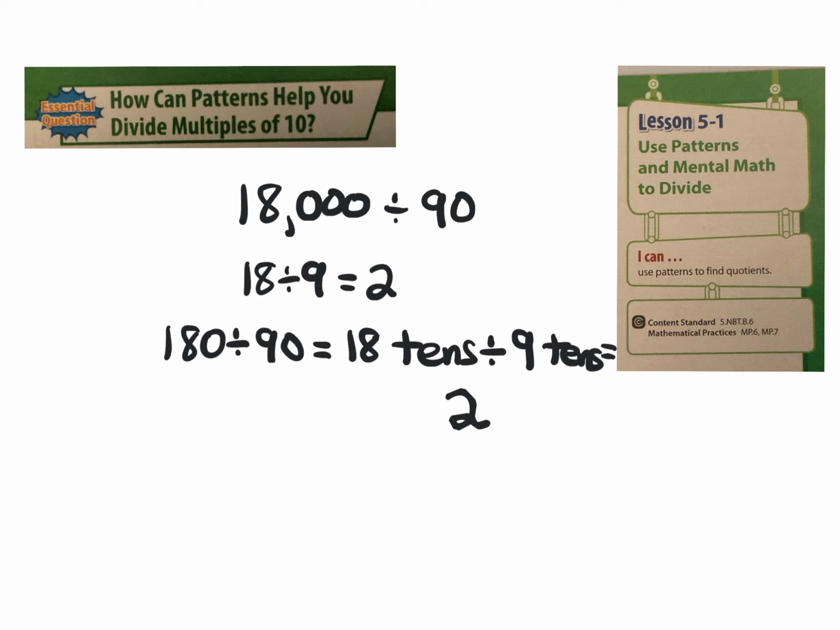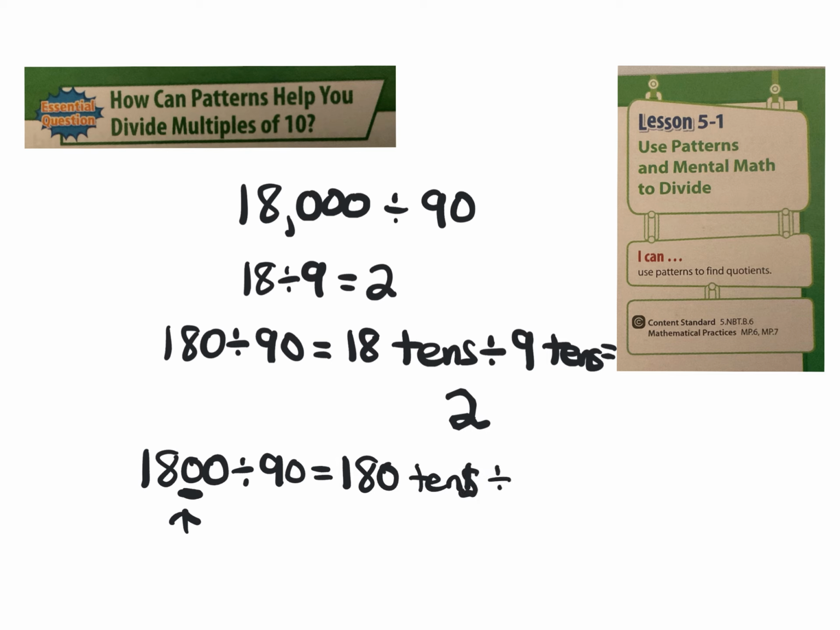Now, if we add a 0, instead of 180, we do 1,800 divided by 90. We can think of 1,800 as 180 what? Think about what place value this falls in. That is our tens place. So 180 tens divided by 9 tens equals, well, 18 divided by 9 is 2, but then we have this extra 0. So we know that would be 20.